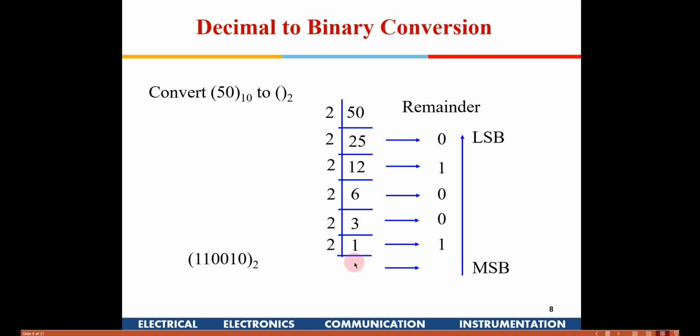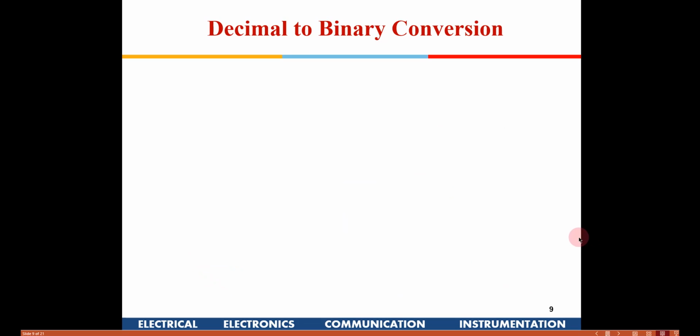Okay, so this 0 has to come here. I think I missed out with the animation. So there will be one more 1 out here. Okay, so it will be 0 here and then you will get a 1 here. So starting from bottom to top, 1 1 0 0 1 0. So this is how you do a conversion from decimal to binary, right?